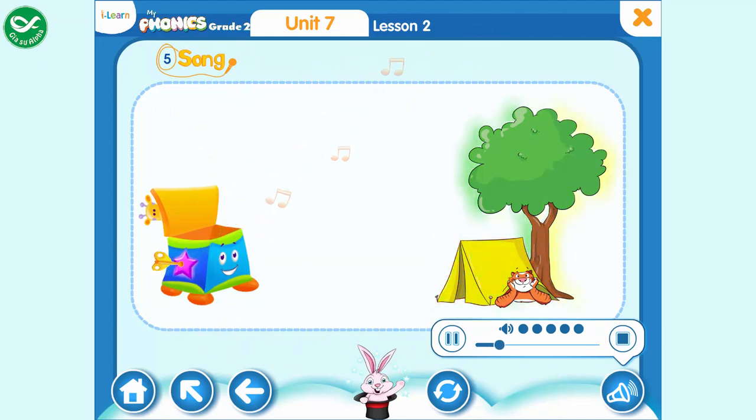Under the tree, the tent is under the tree, the tent is under the tree, the tree. The tiger is under the tent, the tiger is under the tent, the tiger is under the tent, the tent.